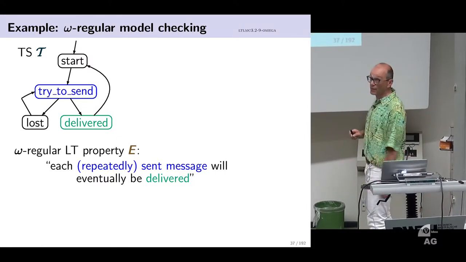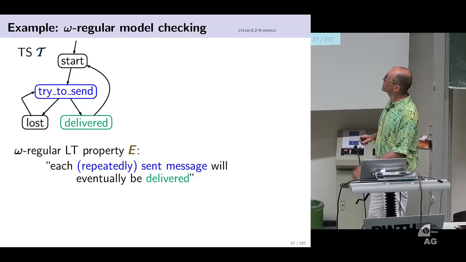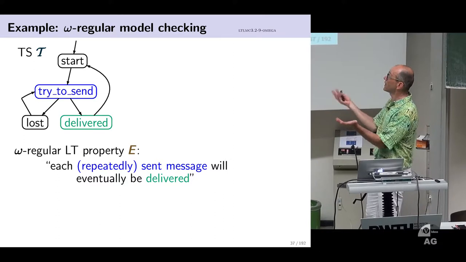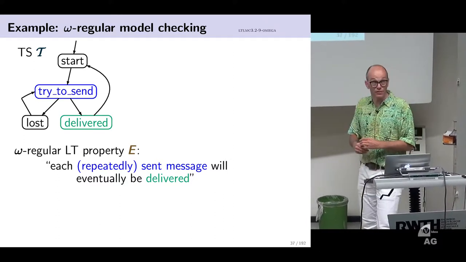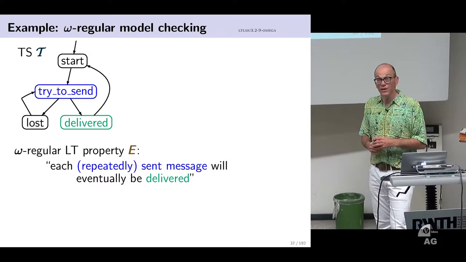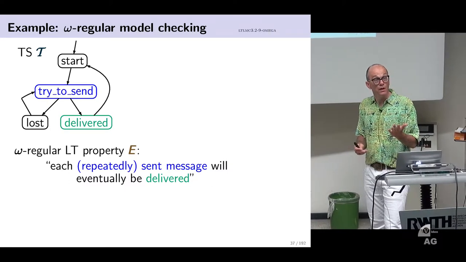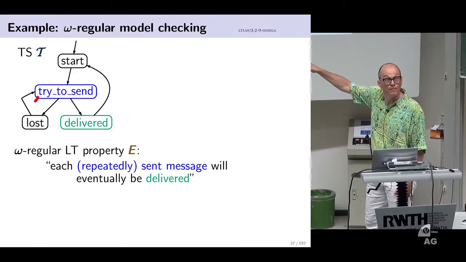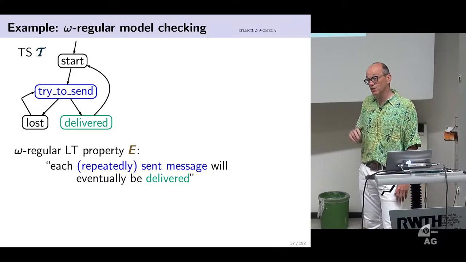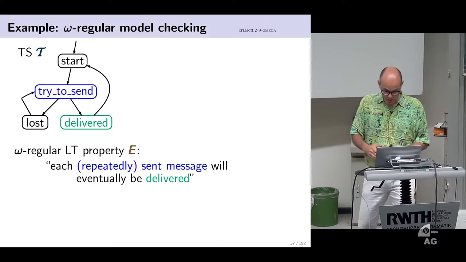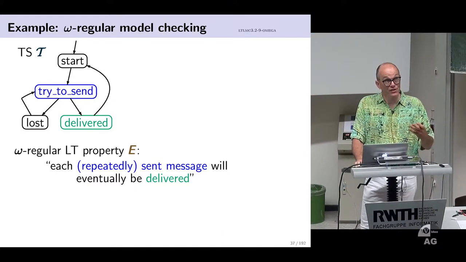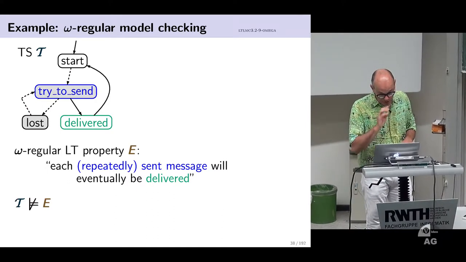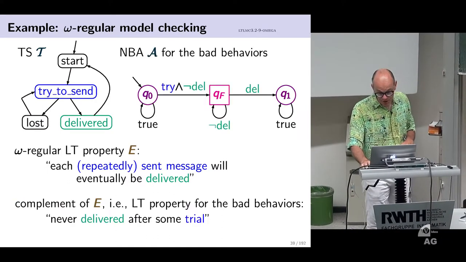Suppose I want to check the omega regular property: each sent message, or repeatedly sent, if I have to send it more often, every message that I sent will eventually be delivered. Now, is this a property that holds? No, because I can stay in this loop ad infinitum. In principle, I can lose a message infinitely often. Good, that's our intuition. How does this work by means of the scheme that I just explained on the blackboard? So it's clear it violates this property.